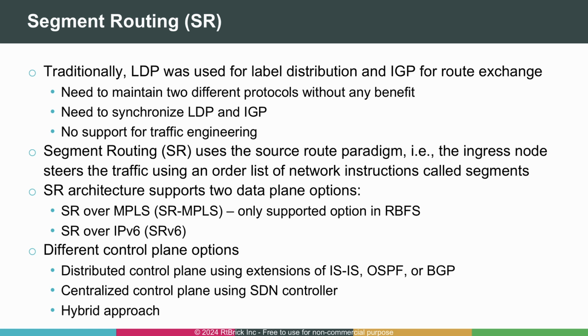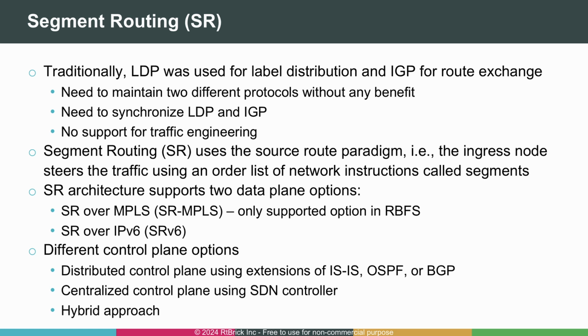Segment routing was introduced to leverage the source routing paradigm. The IETF working group responsible for standardizing segment routing is called Source Packet Routing in Networking, or SPRING for short. The core idea behind source routing is that an ingress node can steer a packet through an ordered list of instructions, known as segments. The segment routing architecture is defined in RFC 8402 and supports two data plane options: segment routing over MPLS and segment routing over IPv6.